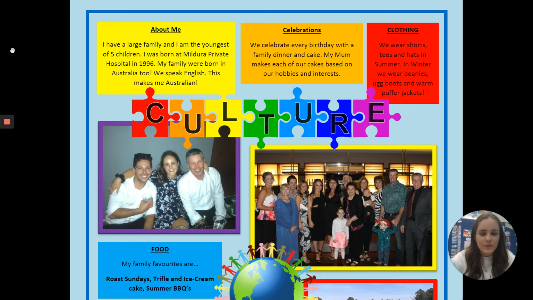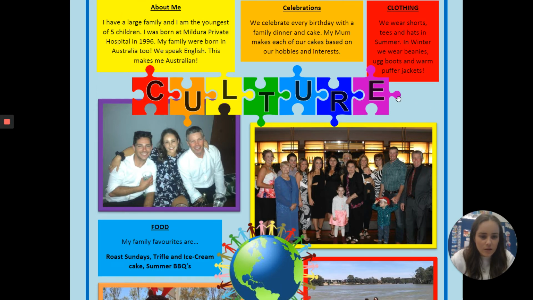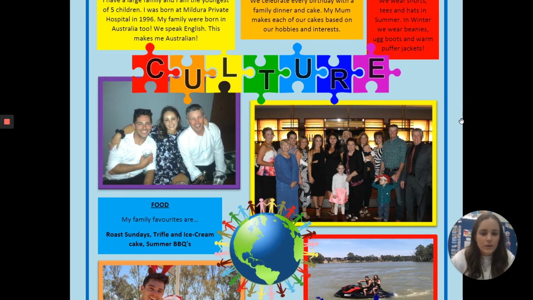So we celebrate every birthday with a family dinner and a cake. My mum usually bakes these cakes based on our hobbies and our interests. Clothing, the top red right box, we wear shorts, tees, hats, dresses in summer. In winter, we wear beanies, Ugg boots, and warm puffer jackets. You'll also notice that I've chosen a nice big piece of clip art from Google, and it says culture. So having a heading on your page, something like culture or traditions, would be awesome.